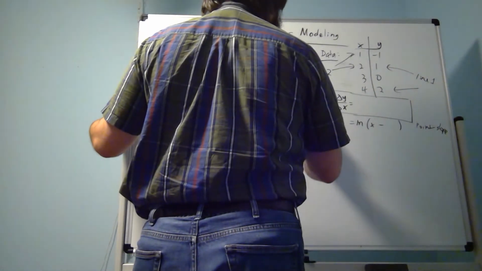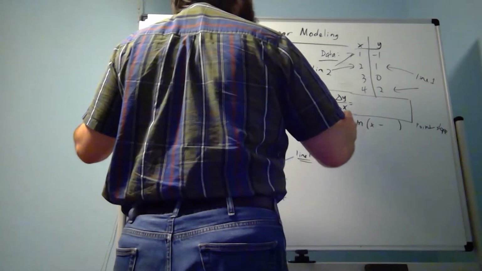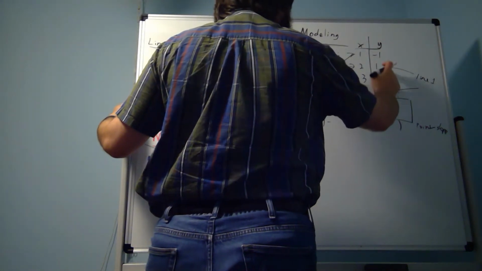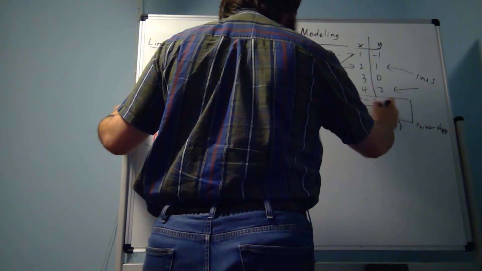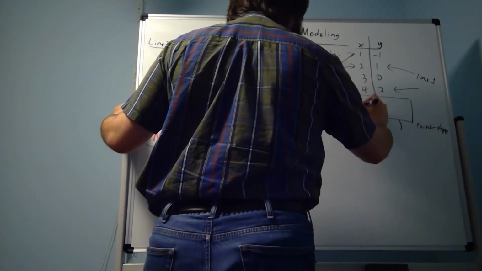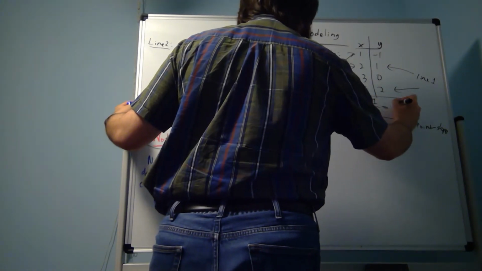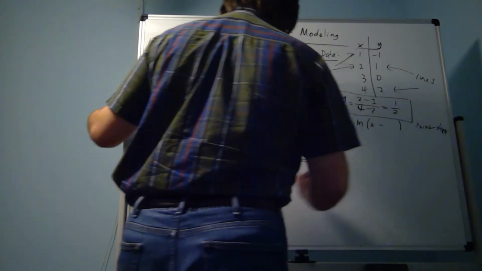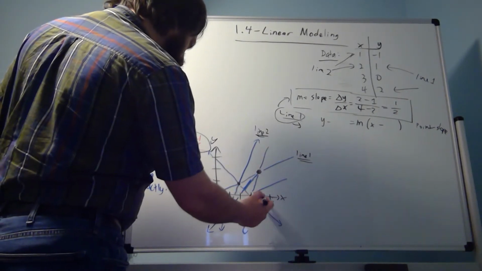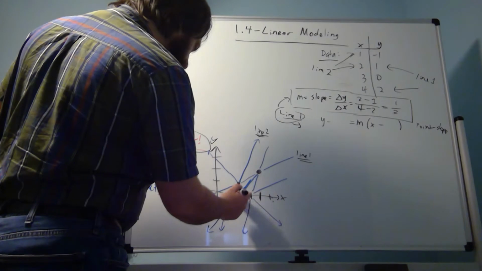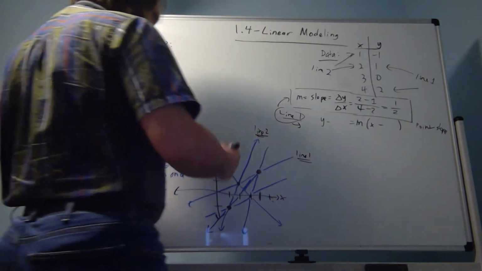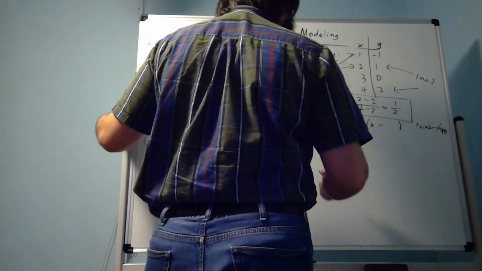So for line 1, what we've got is change in y, which is 2 minus 1, divided by change in x, which is 4 minus 2. So the slope is 1/2. The scale wasn't completely perfect, but it looks basically like 1/2 to the best of my drawing skill.